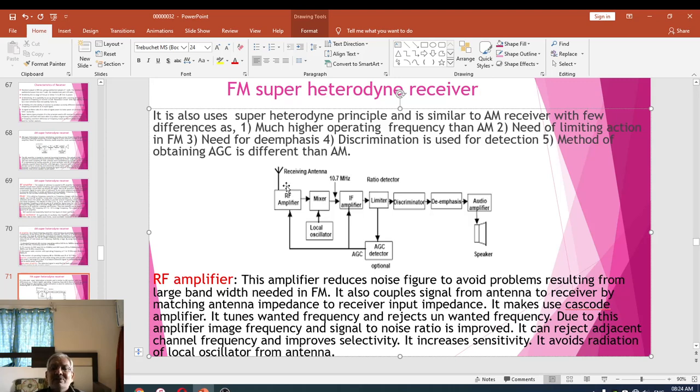Its role is it amplifies all incoming signal to the required amplitude level. Almost 38 to 48 dB gain is achieved by using the RF amplifier. This also decides the sensitivity and selectivity of the FM superheterodyne receiver. These parameters we have already studied when we studied the characteristics of superheterodyne receiver.